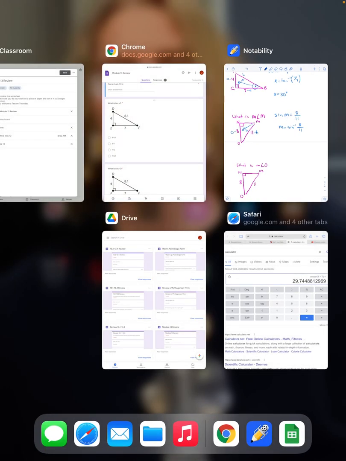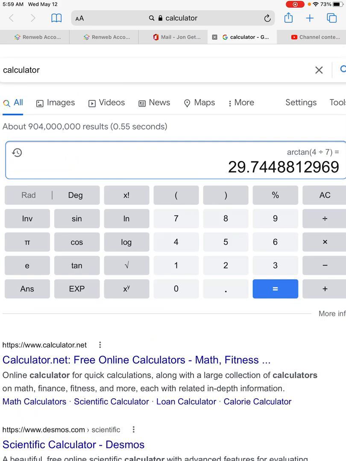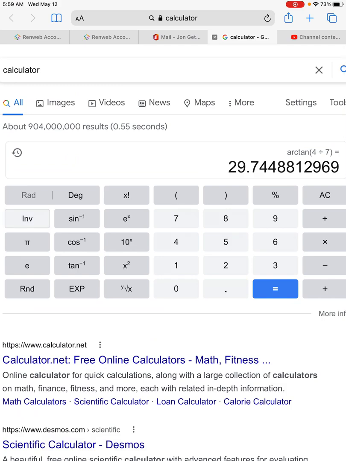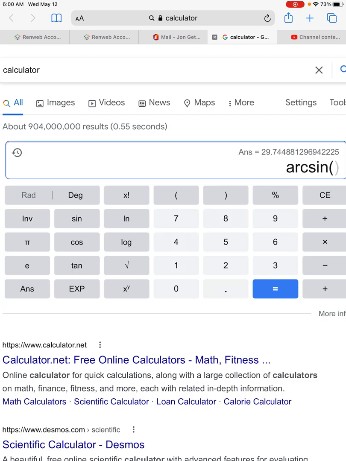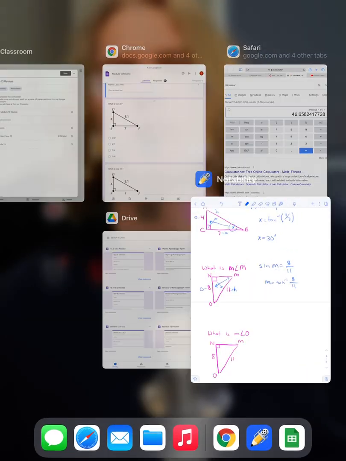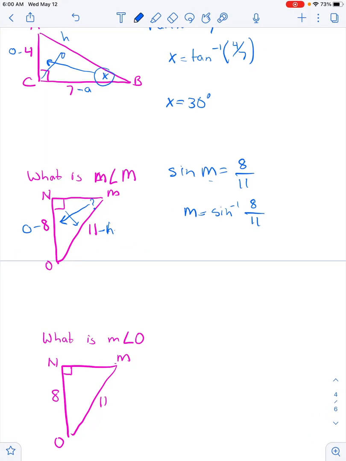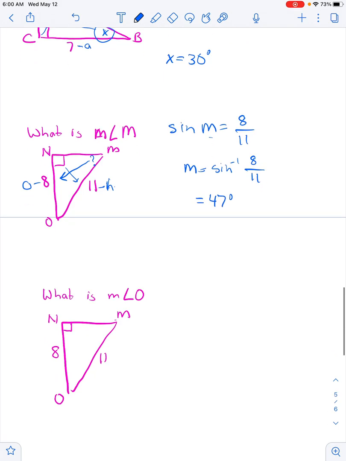So then we do that. Again, hit the inverse, inverse sine, and then 8 divided by 11. And so that's 47 degrees. So M equals 47 degrees. Now, if you look at these two, they are the same, so we already found this one is 47 degrees.